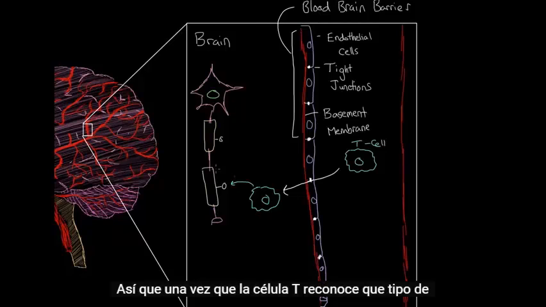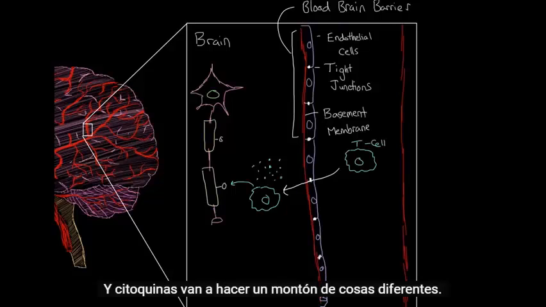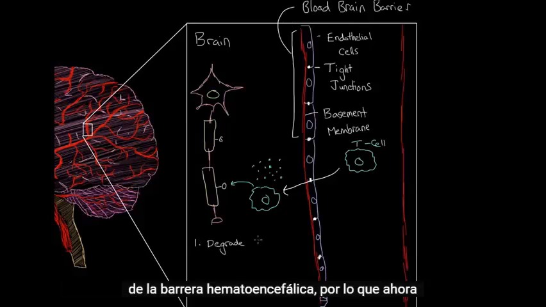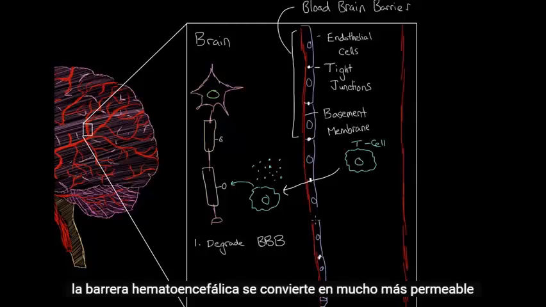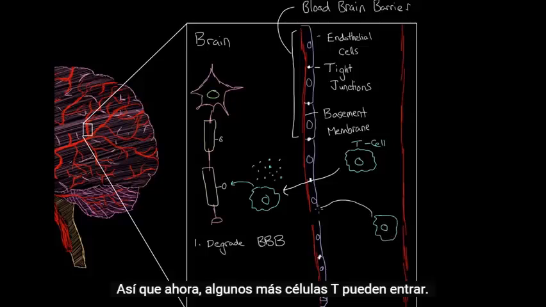Once the T cell recognizes that part of the myelin, it'll start to go haywire. It'll set off this alarm. What it'll do is release these chemicals called cytokines. And cytokines are going to do a lot of different things. One thing they can do is promote the degradation of the blood-brain barrier. So now the blood-brain barrier becomes a lot more permeable to a lot more cells, right? So now some more T cells can come in.